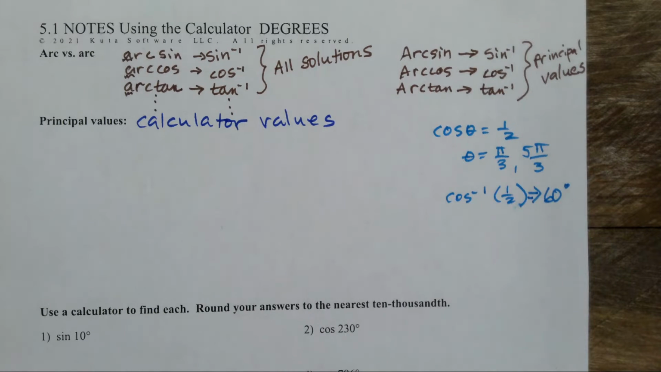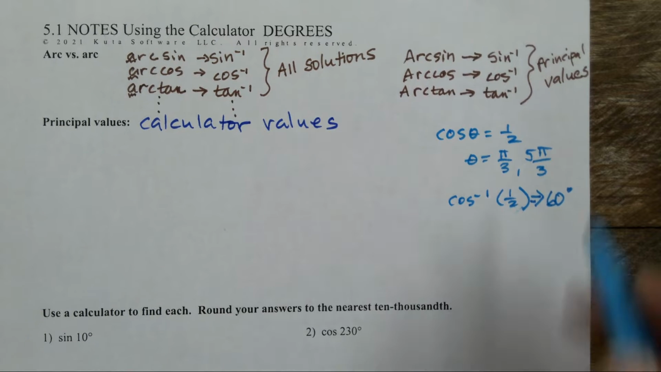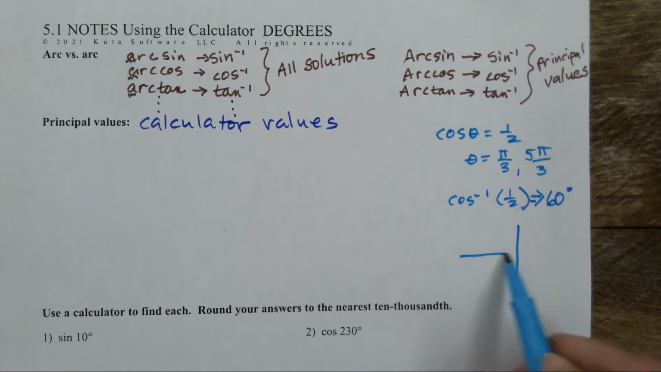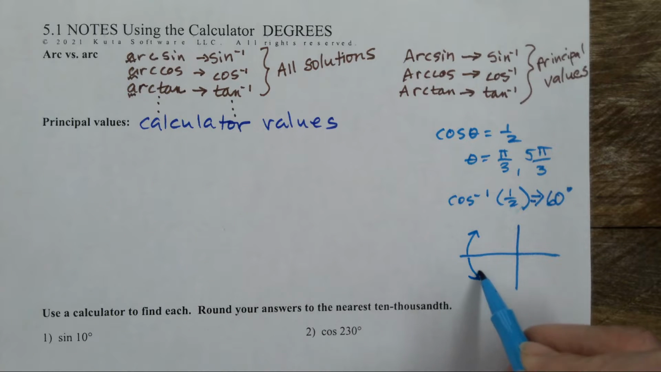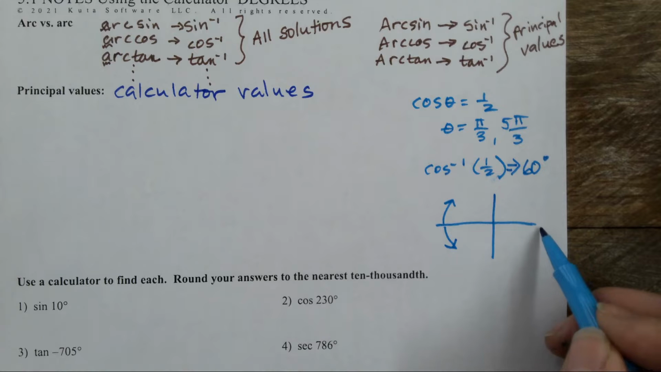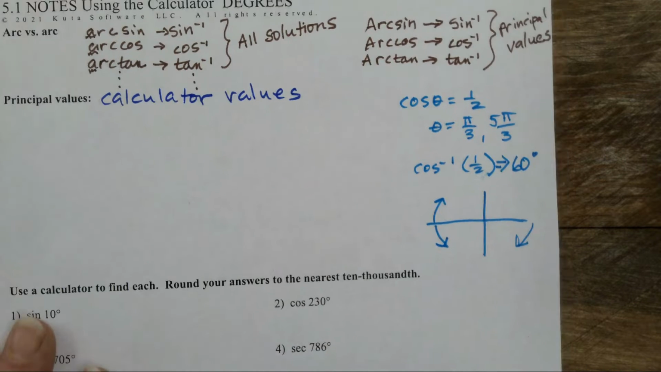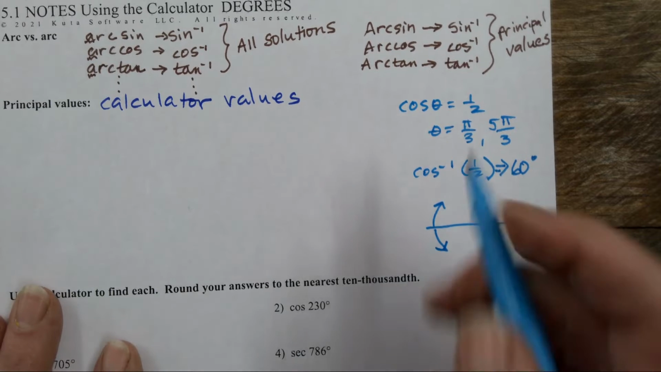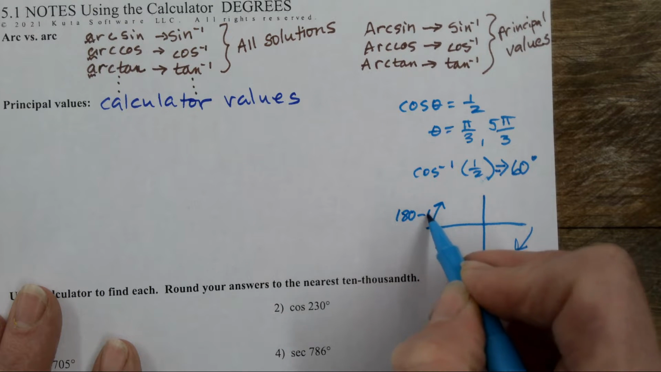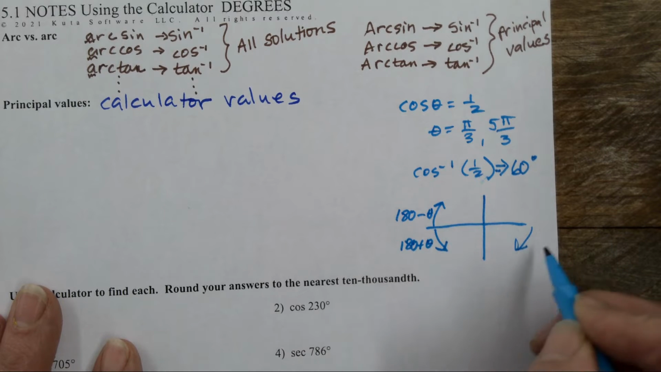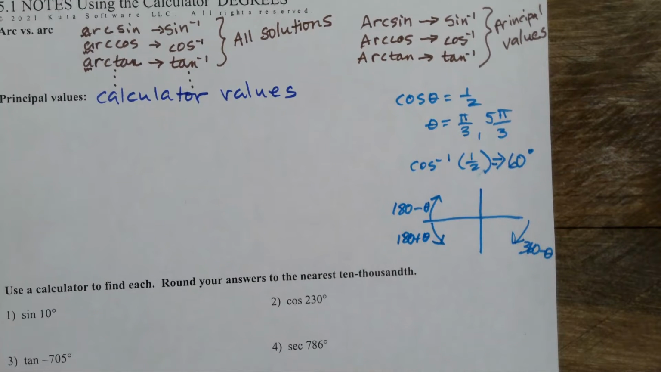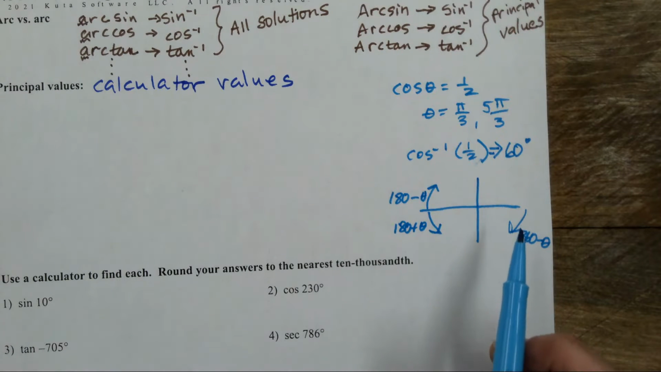But what about the other answer? Or what about all the other answers that are possible? How do we figure those out? How can we work through those? Well, we're going to have to use that concept that we used in the past, and that is, if I want to move into the second or into the third or back into the fourth with my principal value, I would do pi minus and pi plus and 2 pi minus when I was in radians. But now I'm going to work with degrees. This would be 180 minus the angle, 180 plus the angle, and 360 minus the angle. That's how I'm going to work around the unit circle with my degrees when I am depending on a calculator to help me.